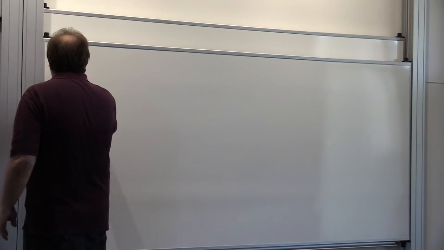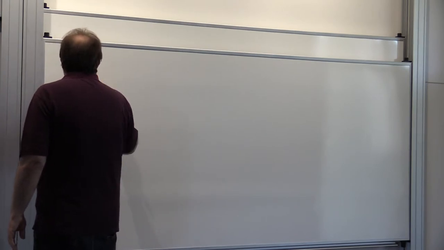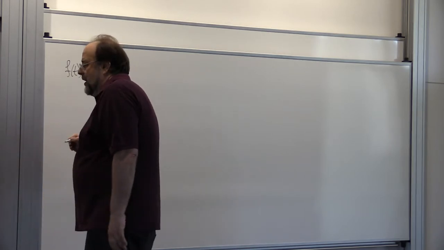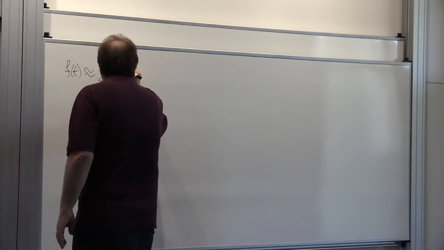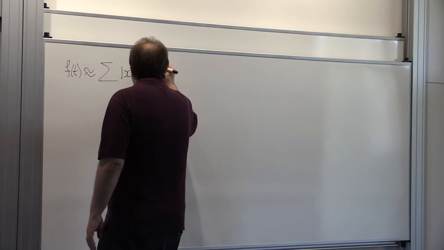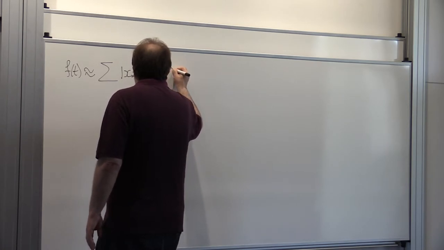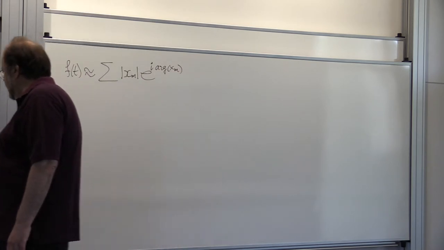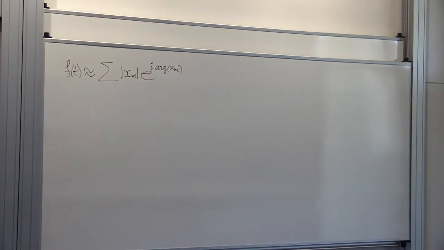Okay. Now, you can see this a little bit differently. You can say that f of t is approximated as a sum, and now, instead of x_m, I will put the absolute value of x_m times e to the i times the argument of x_m. What is this? Let me just remind you. If you have any complex number z, you can always write it as its absolute value times its phase, e to the i arg z, right?